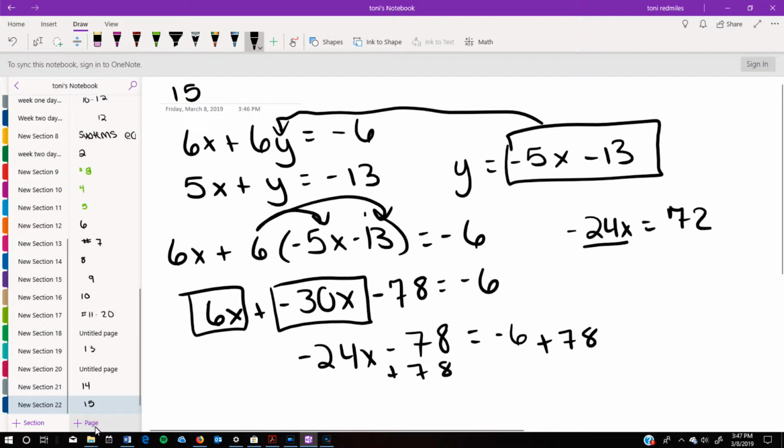All right, I'm going to divide out. And that is going to go in 3 times. Because I have a positive and a negative number, it's going to be a negative 3. So my x value is negative 3.